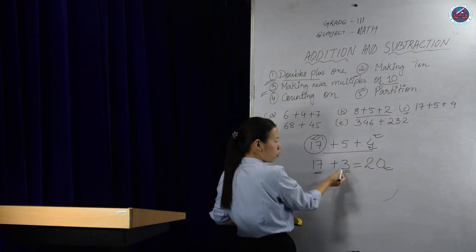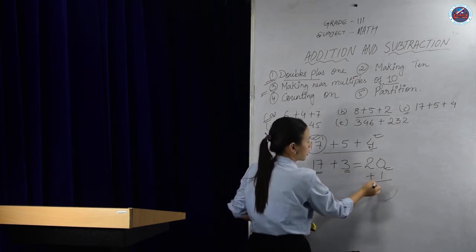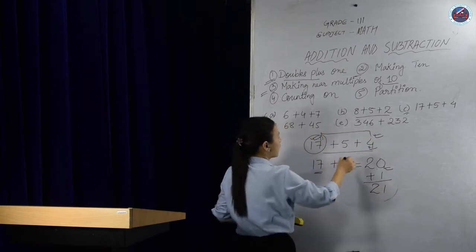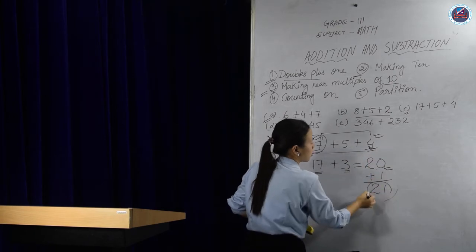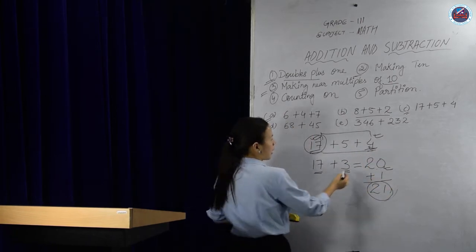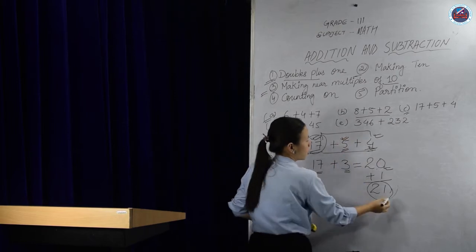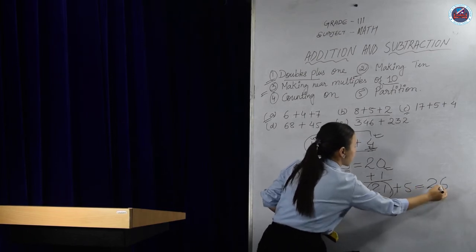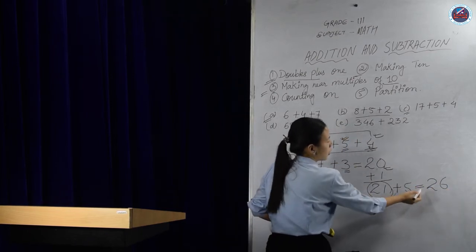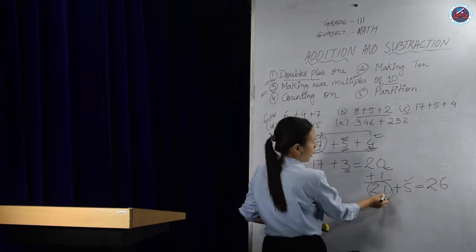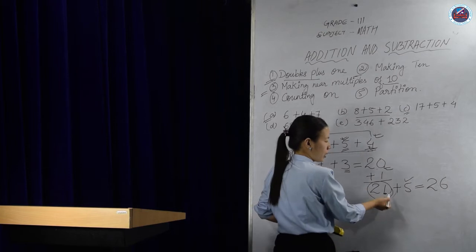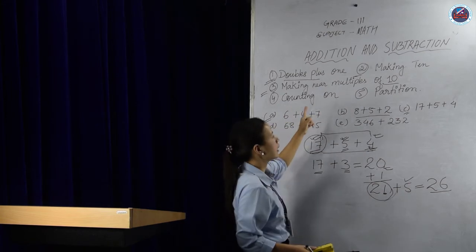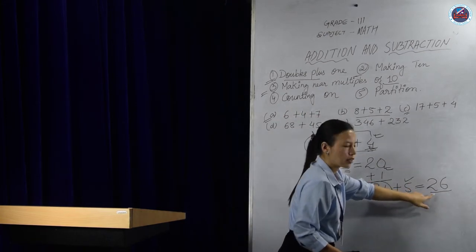Since 4 is 1 more than this 3, I'm going to add 1 here to this 20, and I get 21. That is, I can say that 17 plus 4 is 21. And then we have 5. So you add 5 with this 21, you get 26. That is 21 and 5 more is 26. 5 is your ones, so 5 with this ones, that is 1, you get 6, that is 26. So that's how we use making near multiples of 10 to get our sum.